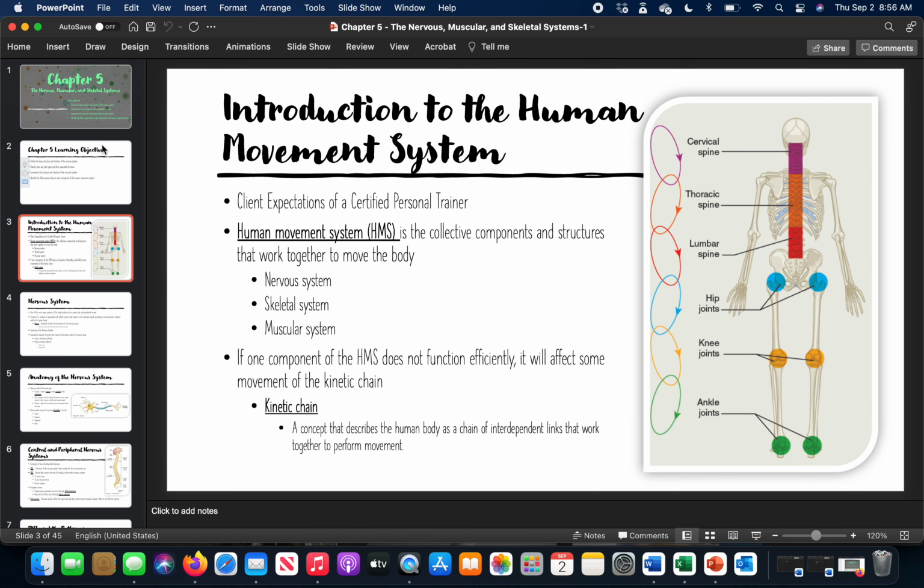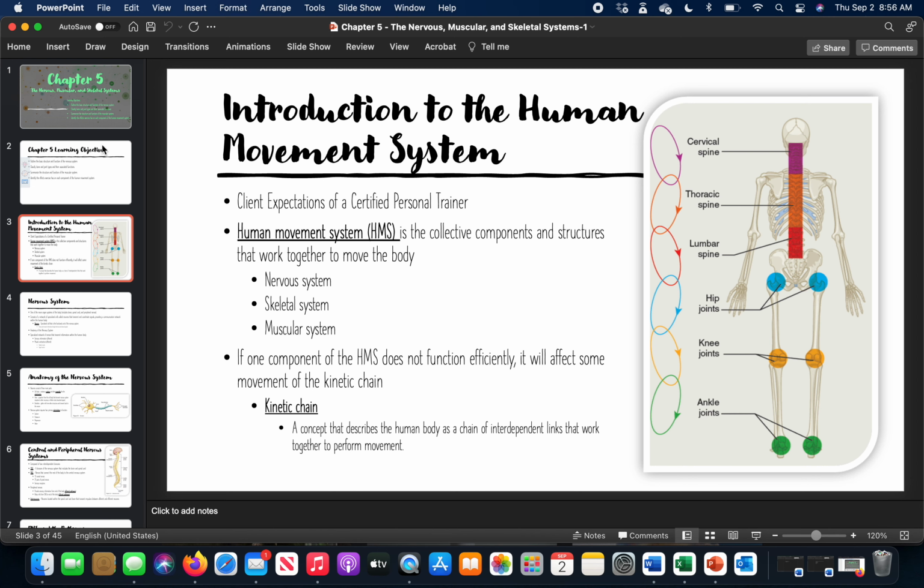All right. So let's get into the human movement system. Now, the human movement system is a bunch of components and structures that work together so that we can take a step forward, jump up in the air, or do whatever kind of movement you're talking about. Again, we talked about it in the intro slide, but the nervous system, skeletal system, and muscular system make up the human movement system, and they all work together in a really efficient and effective manner if you train your body to be that way.